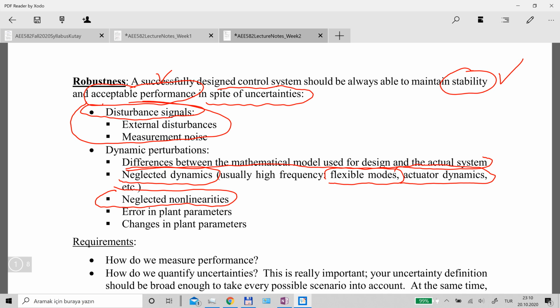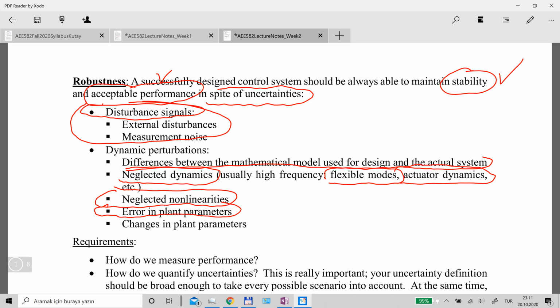But we know that in reality, there's really no system which is absolutely linear 100%. So any non-linearity present in your actual system will be neglected in your mathematical model. So this also brings an uncertainty to your system. So the errant plant parameters, this is another source of uncertainty.